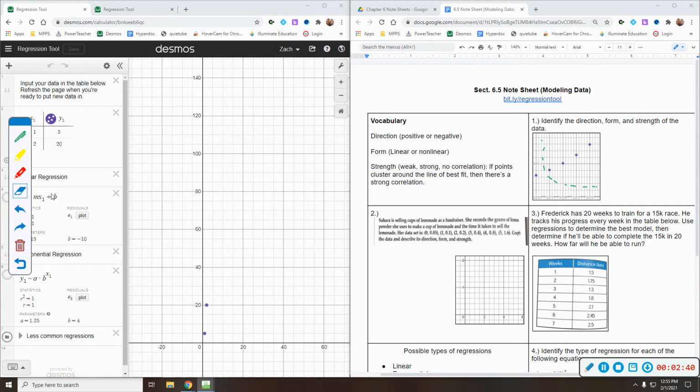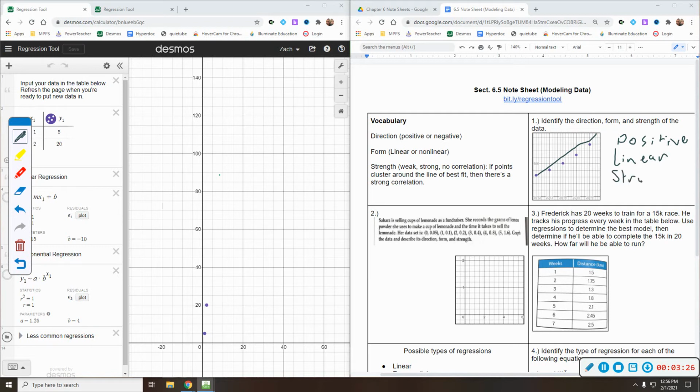So in this first question, we've already sort of answered it here, but it's asking what is the direction, form, and strength of the data. So I'm going to try and write with my cursor here. We'll see how this goes. So first of all, the direction is positive. Okay, so the direction is positive. The form is linear, so it definitely looks like a line. And then the strength of the data: this is a strong correlation. It's very closely packed dots there along a line of best fit, so it is a strong correlation.